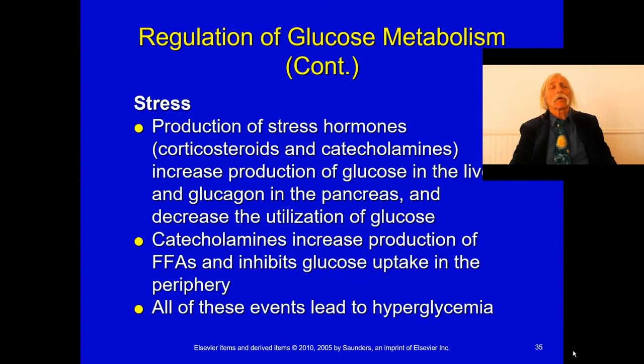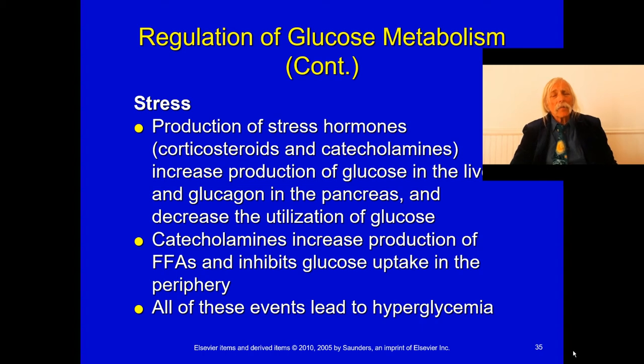Now, stress is another component. So stress, you get a production of the stress hormones. We know these as corticosteroids and the catecholamines, which are adrenaline and noradrenaline, right? And these increase the production of glucose in the liver, again, and glucagon in the pancreas, and they decrease the utilization of glucose. So stress hormones is going to decrease the utilization of glucose so they can be readily available for the fight or flee response during stress. You understand? That's what's going on here.